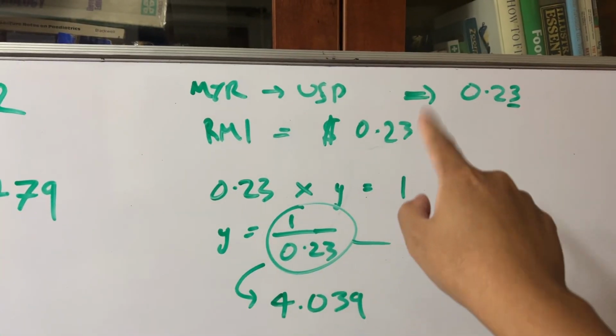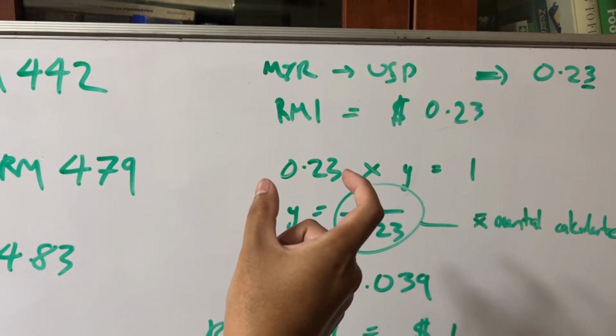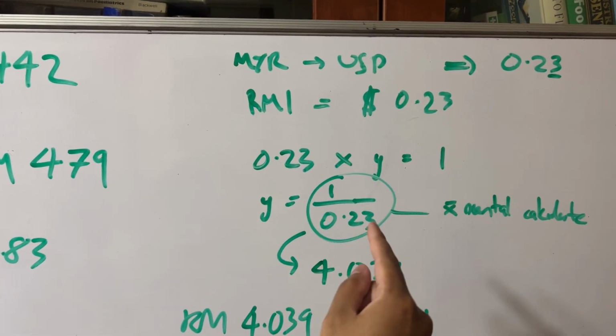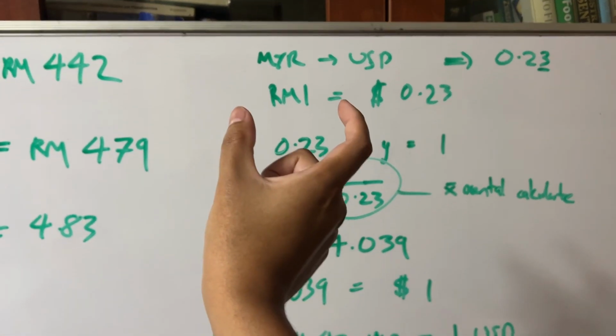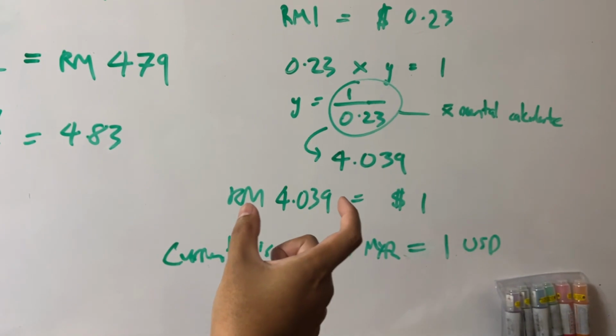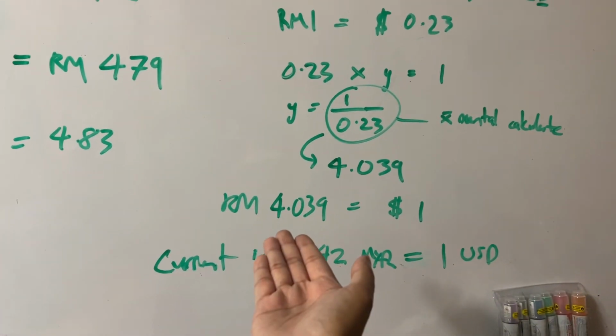So this is actually 1 divided by that. You just need to do that, and then you get the result. Since this is 1, you just take that multiplier, and you basically get 1 USD to Malaysian ringgit.